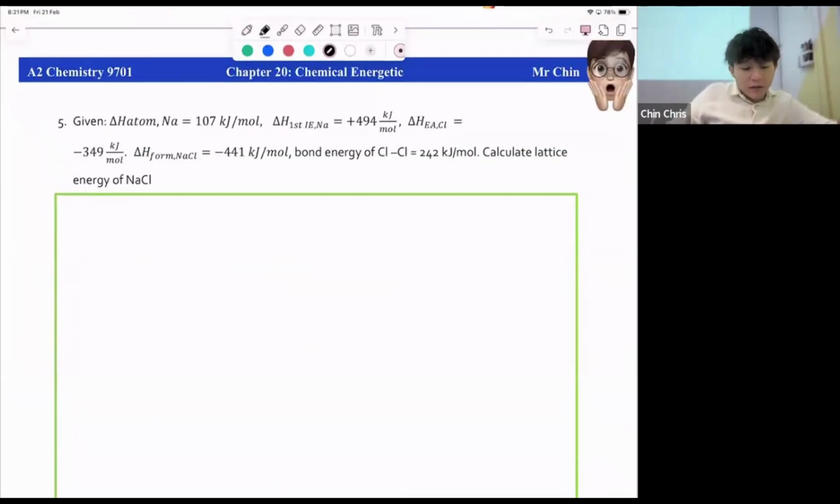All right, given that delta H atomization of sodium is 107, first ionization energy of Na is 494, then electron affinity of Cl is -349, formation is -441, and bond energy is this much. I want you guys to calculate the lattice energy of NaCl. So, wait a minute, I'll wait for the 2 kids to come back, then I'll continue. You guys can read the question first.